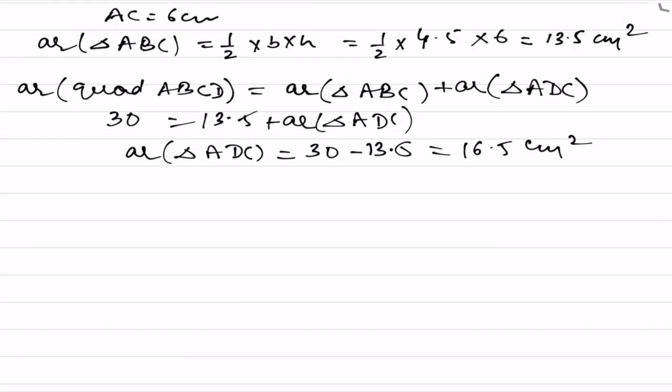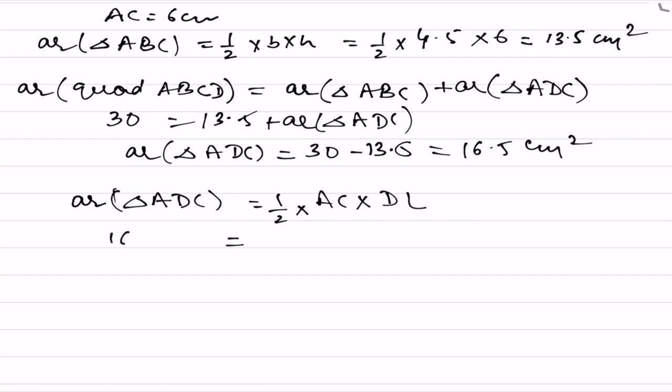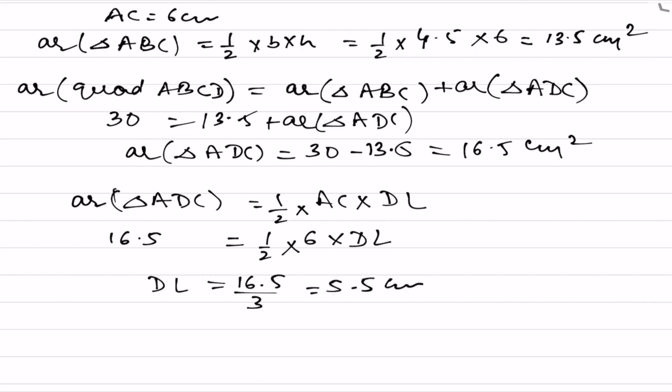Now we will use another formula, because if we see area of triangle ADC, DL is the height which is falling on the base AC. So again we can use half into base into height. Base is AC and altitude DL is falling on that base. Substitute the value of area of triangle. So after putting the value of area of the triangle and the AC, the height DL is 5.5 centimeter. So this is the answer of the question.